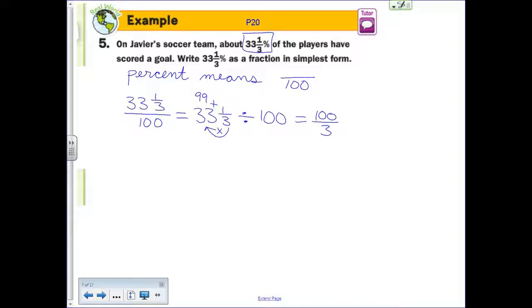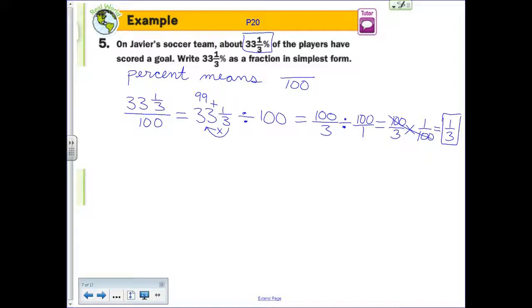Then you are going to divide that by 100 over 1. You will keep 100 over 3. Change division to multiplication and flip the 100 over 1 to 1 over 100. The nice thing here is that the 100s being diagonally from each other now will cross off, and I'm just left with 1/3. So 33 1/3% is a fraction of 1/3 in simplest form.